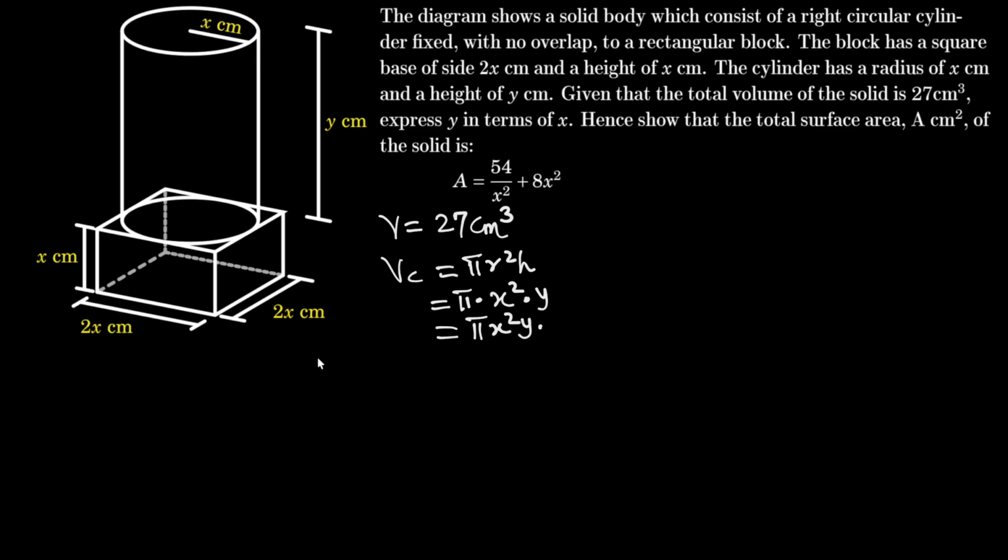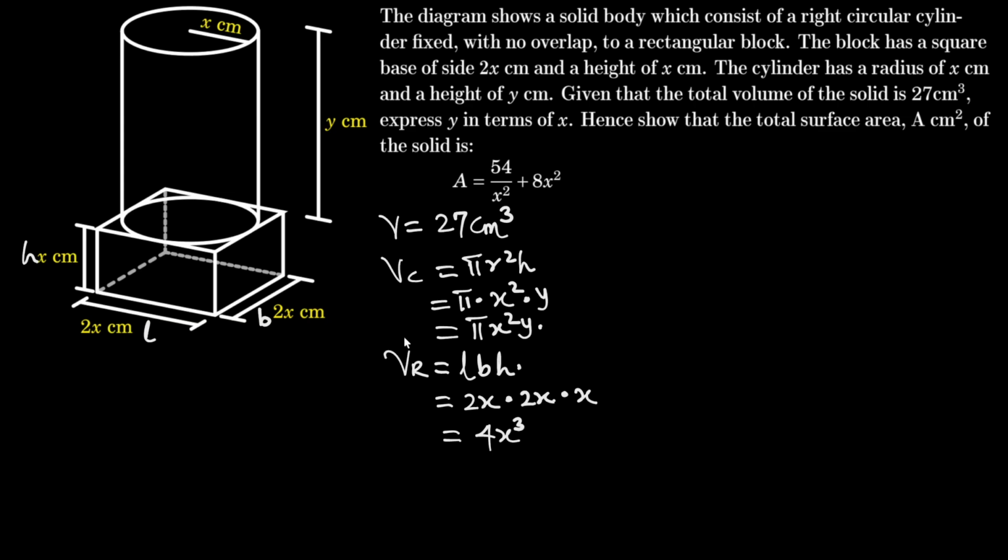Now let's go to the base, which is the rectangular block. I'm going to call this VR. The formula for calculating the volume of a cuboid is the length multiplied by the breadth multiplied by the height. So this is equal to 2x multiplied by 2x, which is b, multiplied by x, which is the height. And this equals 4x to the power of 3, right?